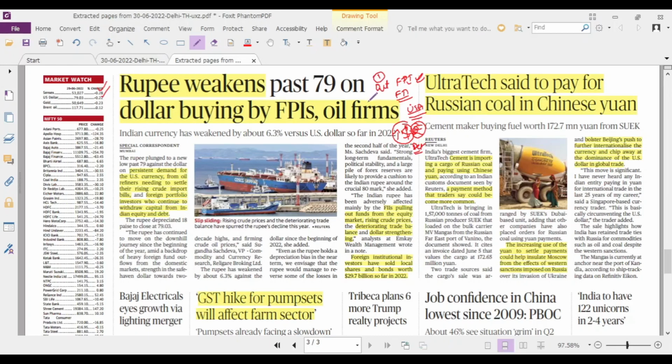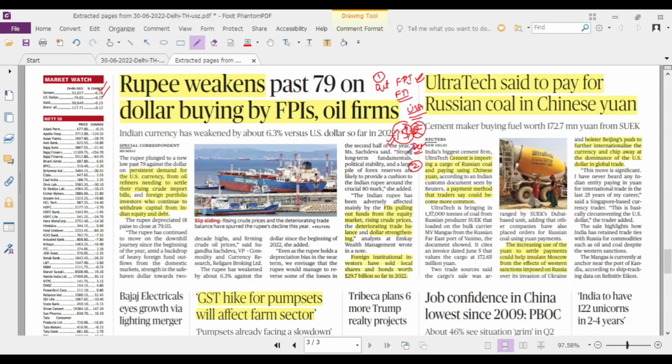The second reason being the high cost that we are paying for the oil. Because we are importing oil and the oil prices have increased, now we have to pay more, and for that we need to exchange more money into dollar. Again, it is leading to increased demand for dollar, and the rupee's value is getting depreciated.